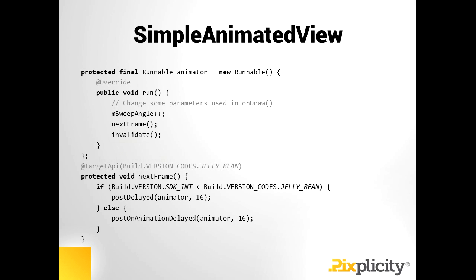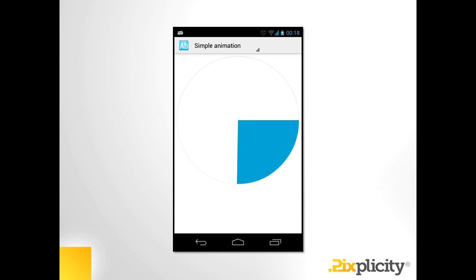And this invalidation function just indirectly causes the view to be redrawn. So at some point in the future, Android will, and in this case it'll probably do it immediately, decide to redraw the view. Upon which, of course, onDraw is called, and our arc nicely sweeps around our circle. So let's take a look at this.